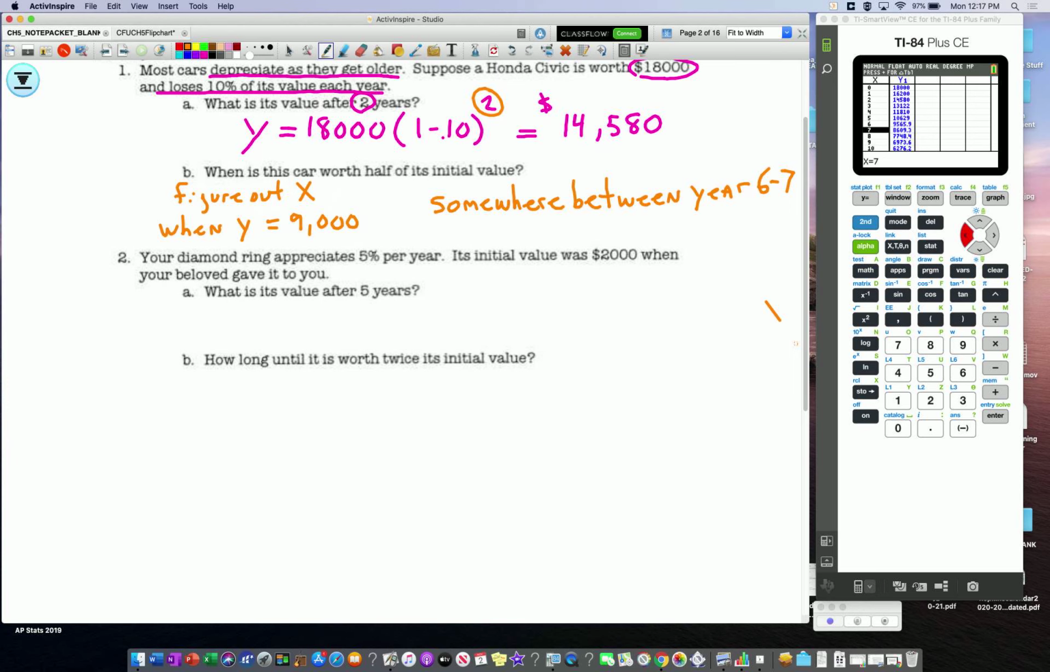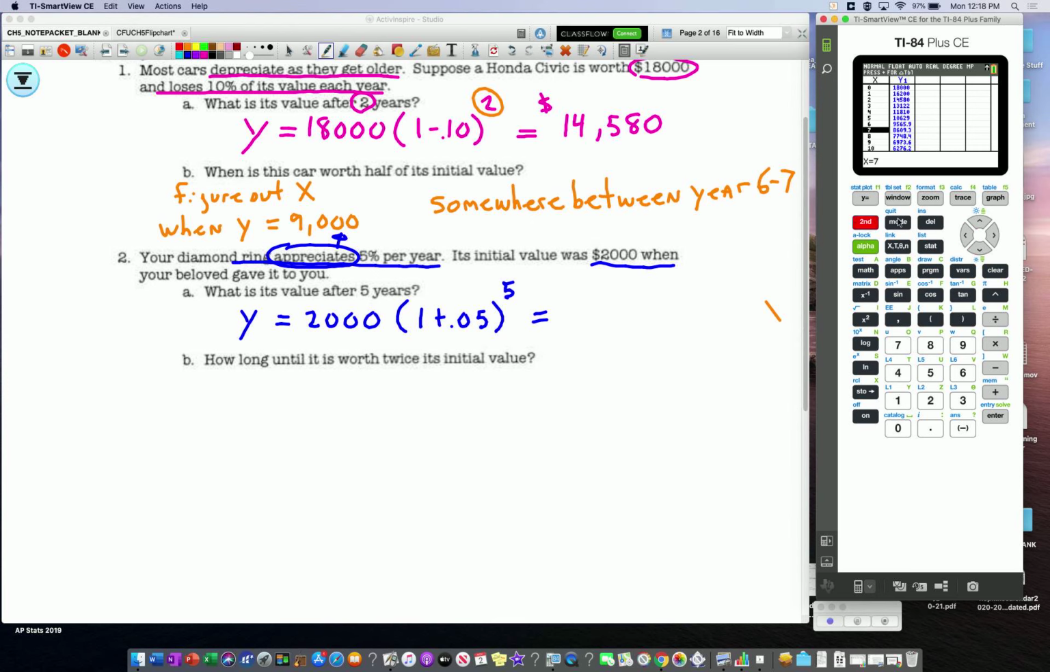All right, let's take a look at the second one. The second one says your diamond ring appreciates 5% per year. Its initial value was $2,000 when your beloved gave it to you. What is the value after 5 years? So the key thing here is appreciates, so you know that this one is going up in value. So I can start by saying y equals the initial value or starting value is 2,000. Now I'm going 1 plus the interest rate, and I want to know its value after 5 years.